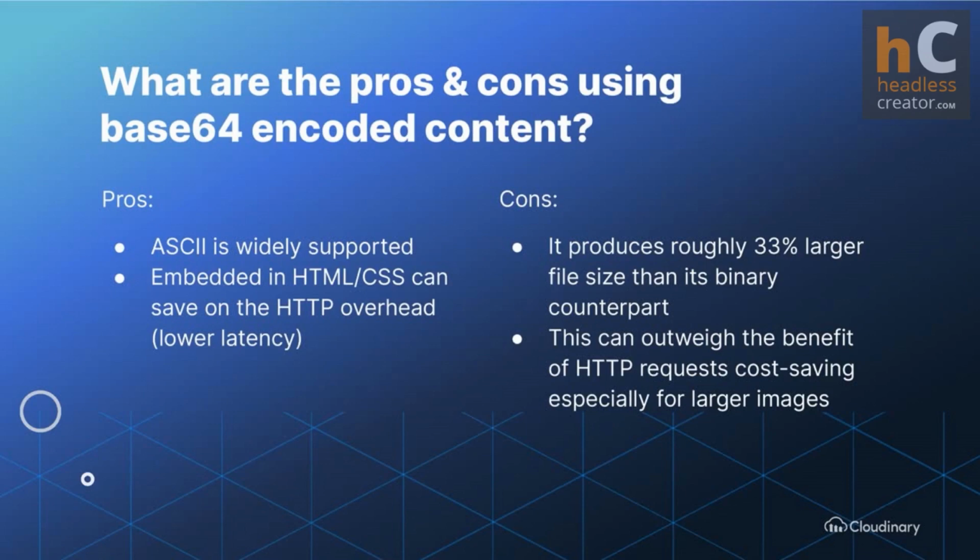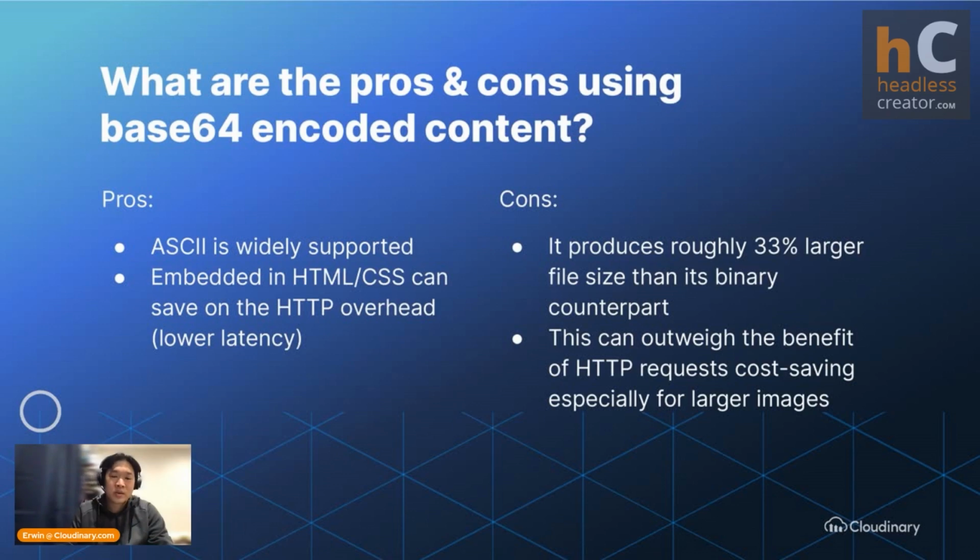So what are the pros and cons of using base64 encoded content? The pros: ASCII is a very widely supported format, so almost every system, protocol, and database supports ASCII. With that, you can embed an image in HTML or CSS, since they are inherently ASCII files, which can save on the HTTP overhead for lower latency. The cons: it produces a roughly 33% larger file size than its binary counterpart. This can outweigh the benefit of HTTP request cost savings, especially for larger images.